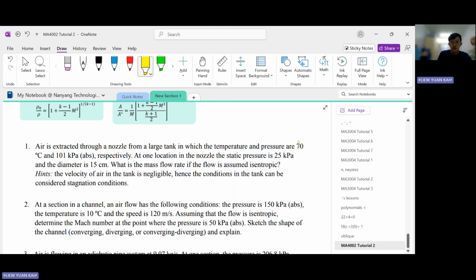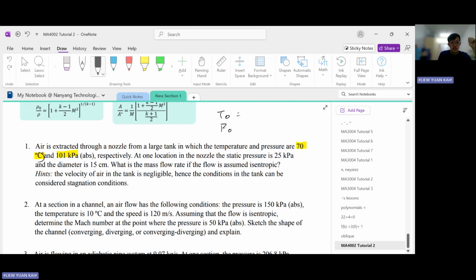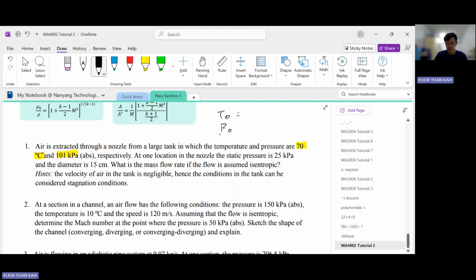So what they mean is, what you see here, this temperature and this pressure, they will be your T naught and P naught. Naught here denotes stagnation conditions. So T naught means your stagnation temperature, P naught means your stagnation pressure. But degrees Celsius is not a very useful temperature unit here. Whenever you see temperature, please change it to kelvins. It's almost never useful to have it in degrees Celsius.